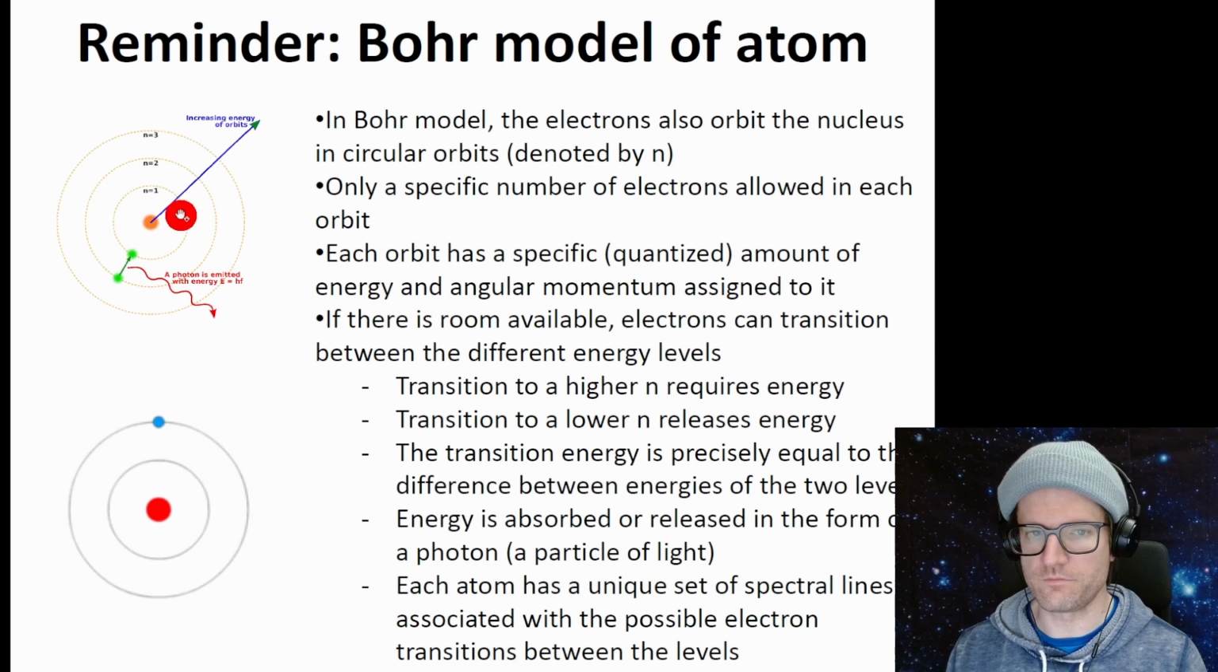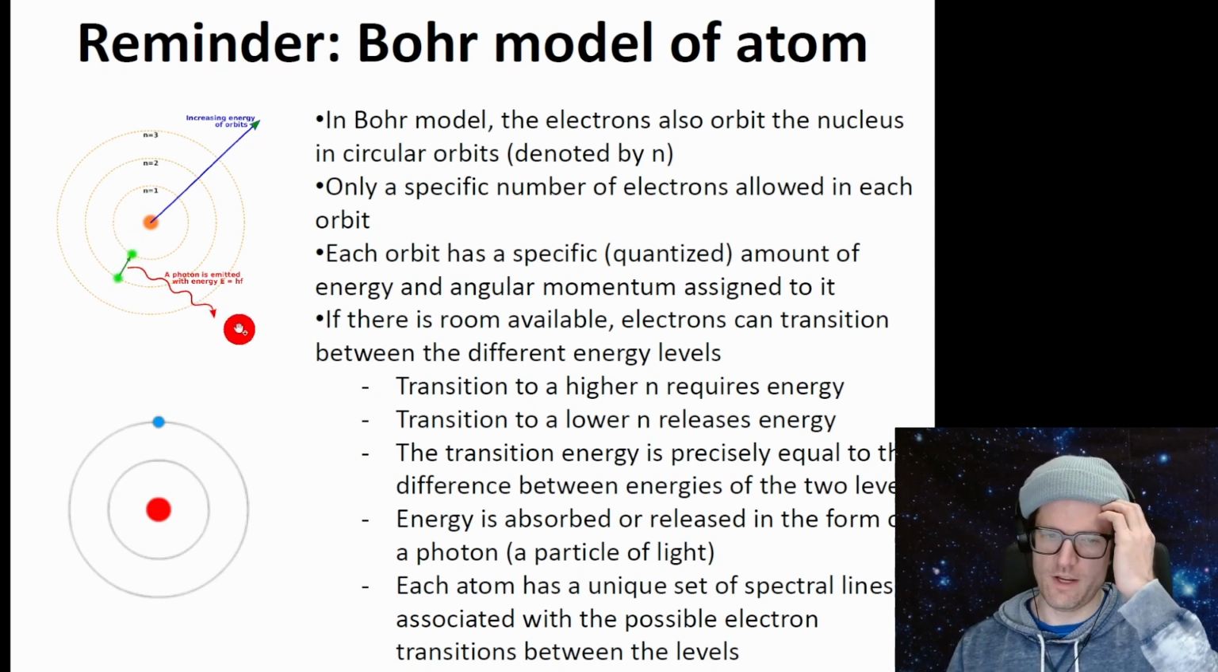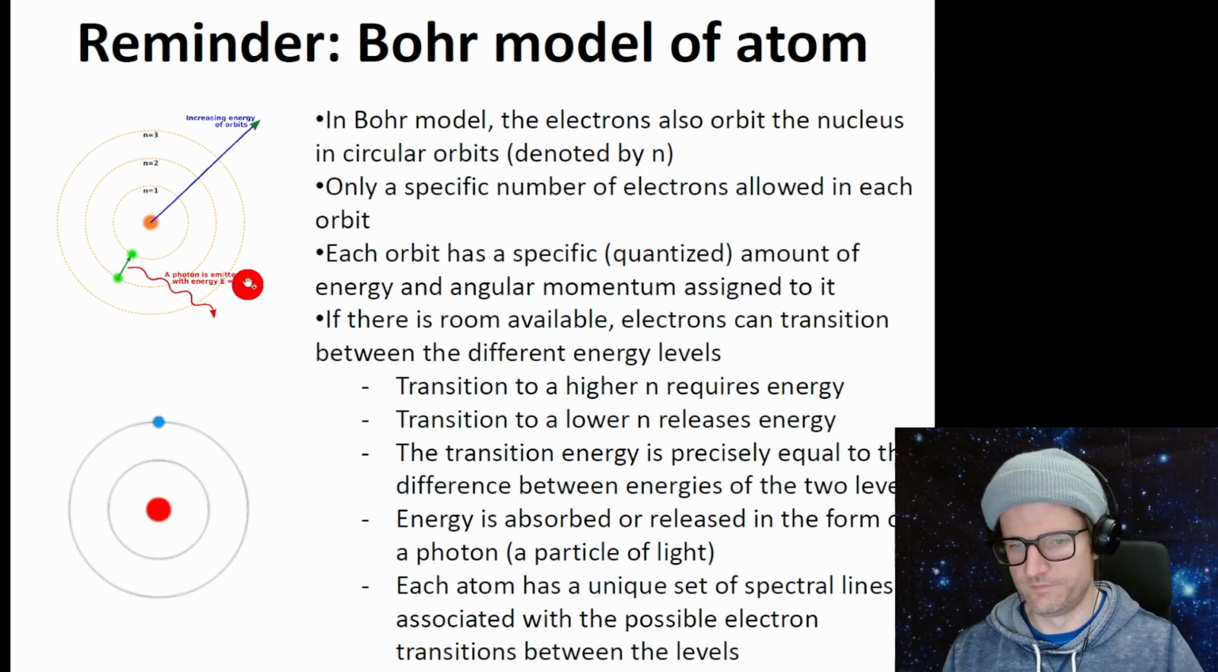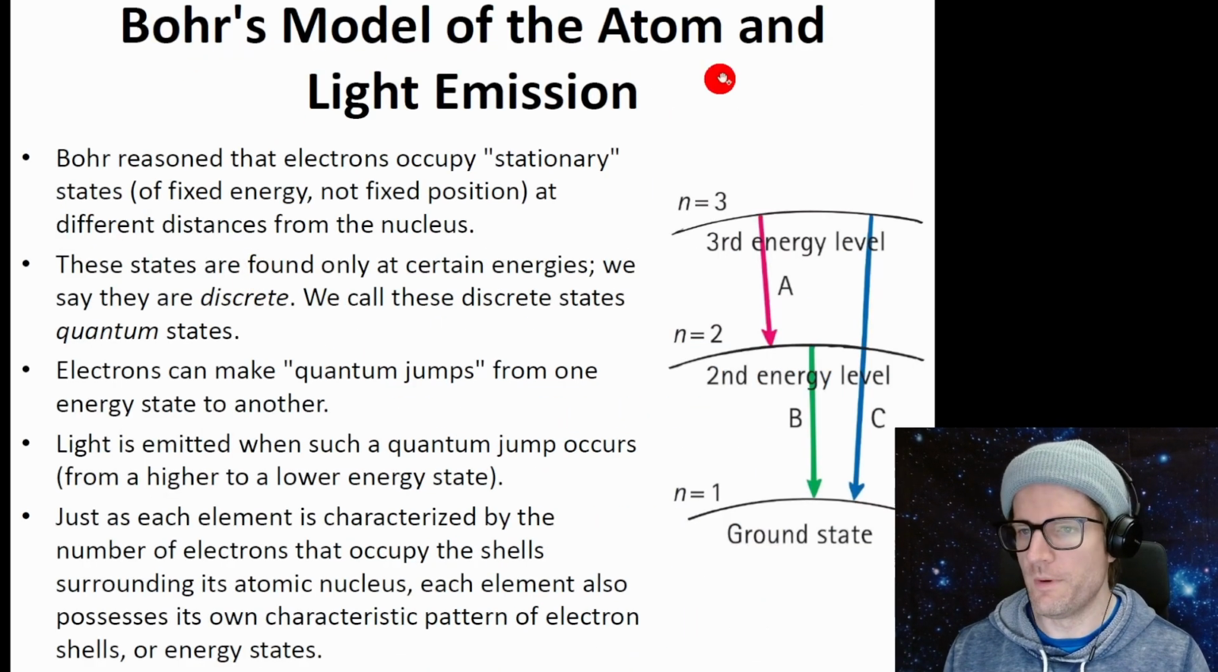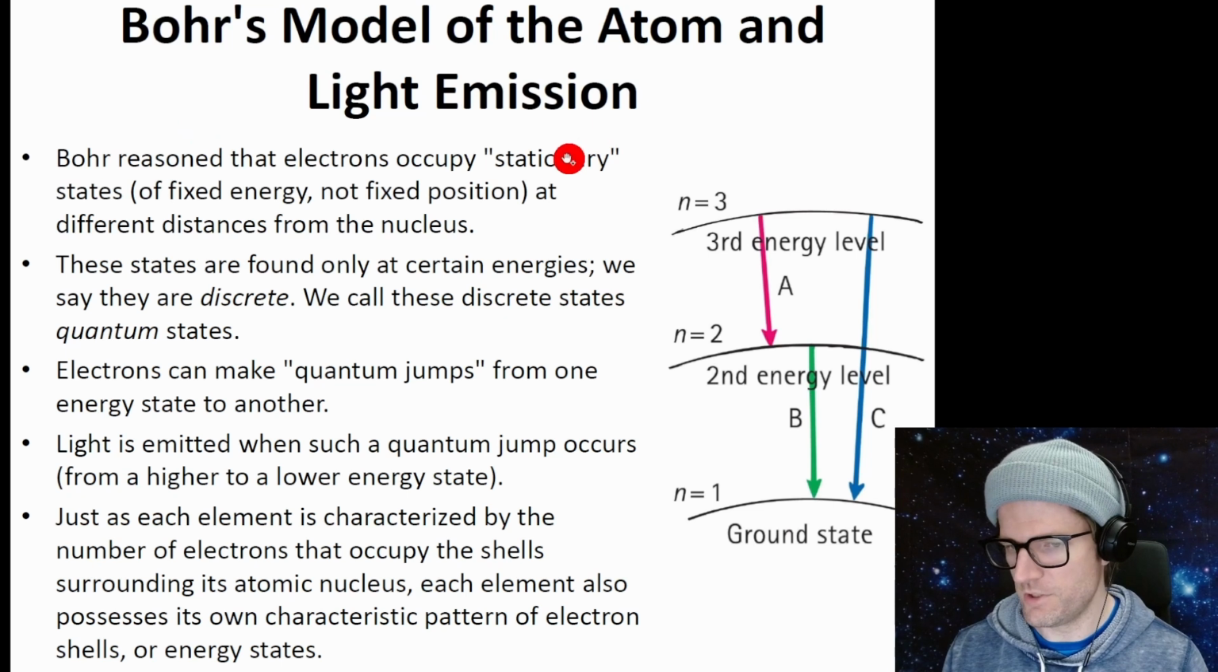Now the reminder that we have the Bohr model of the atom, where there's the nucleus in the middle, and then we have energy shell n equals 1, n equals 2, n equals 3, and there's more of them. If an electron goes from 2 to 1, it emits a photon when it loses energy, and that photon is light.